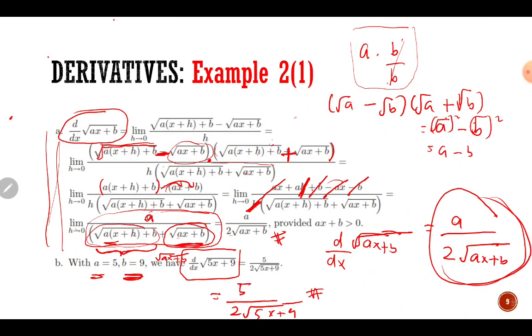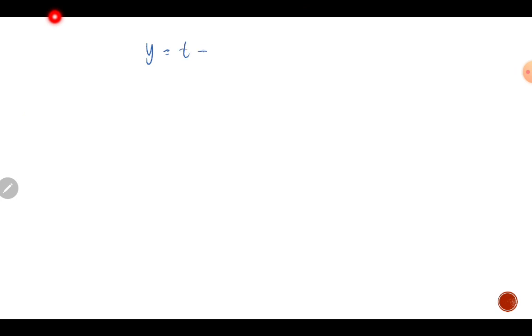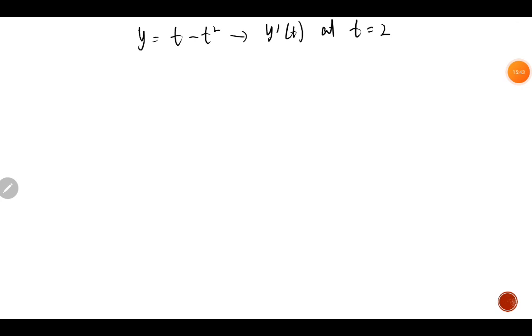Okay, so the function is y equals to t minus t square. Okay, so the question is y equals to t minus t square. Dia suruh you cari y prime t at t equals to 2. Y prime t ni maknanya the derivative of y at t equals to 2. So to find the derivative, we use the definition.